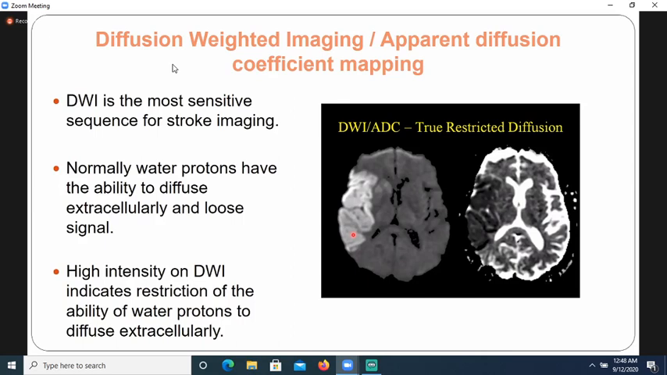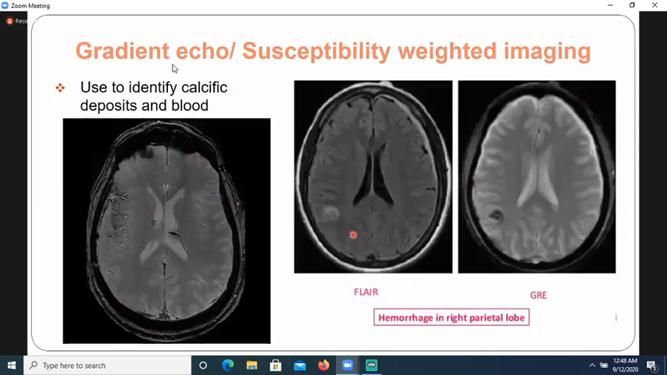Then the gradient echo or susceptibility weighted image. This is the gradient echo. You see these vessels are black, because it identifies the calcific deposit or blood. Whatever the blood, either within the vessel or in the parenchyma, it drops the signal. It appears black on the SWI or the gradient echo.